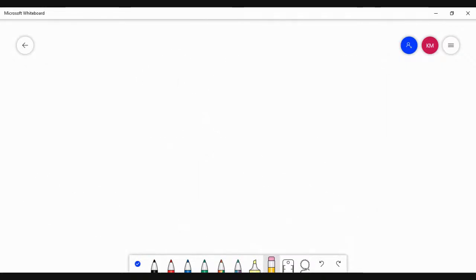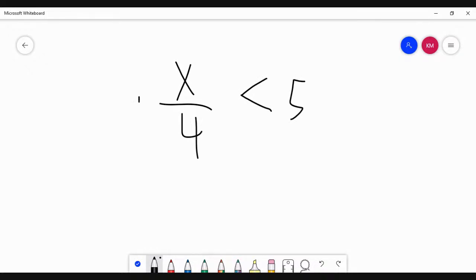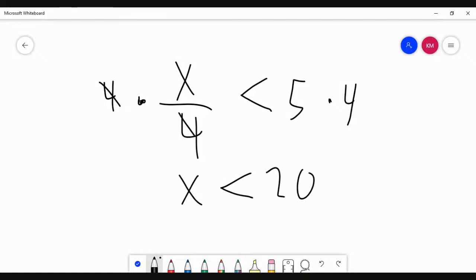All right, moving on to multiplying and dividing inequalities. Same process. Say for instance, I have x over 4 and it's less than 5. To get x by itself, I must multiply both sides of the inequality by 4. The 4's cancel, which gives me x is less than 20.